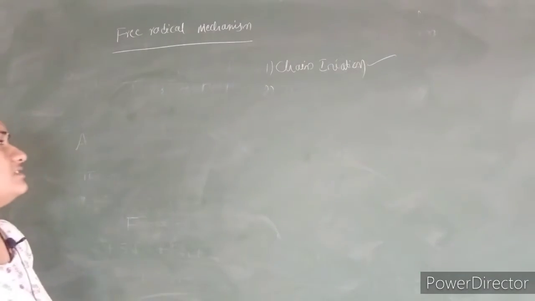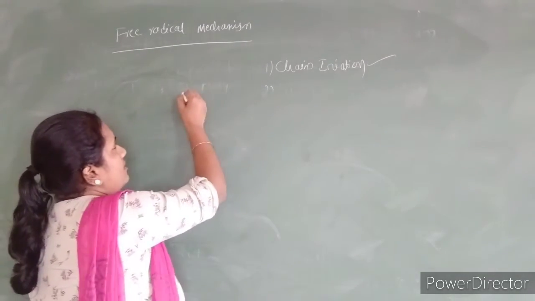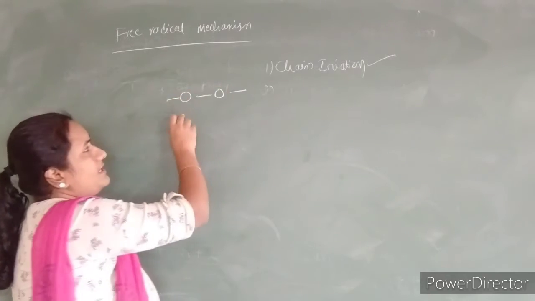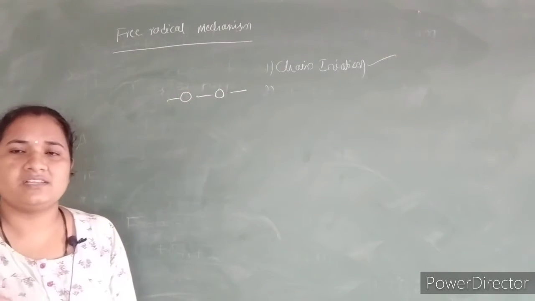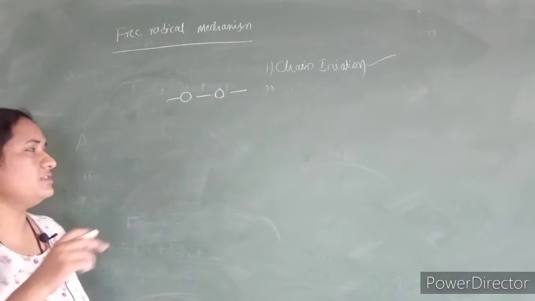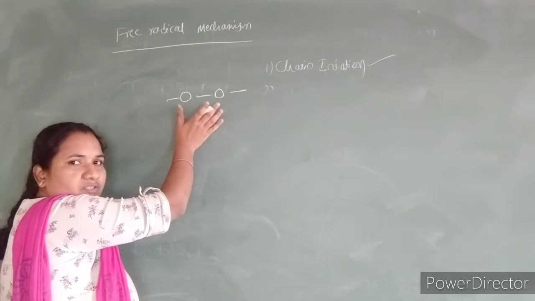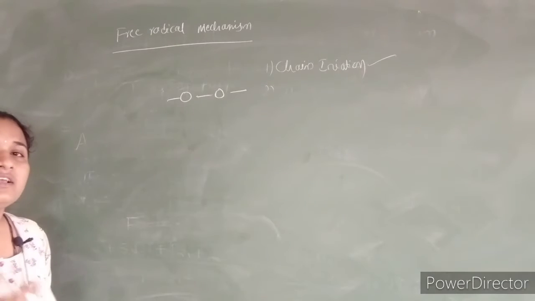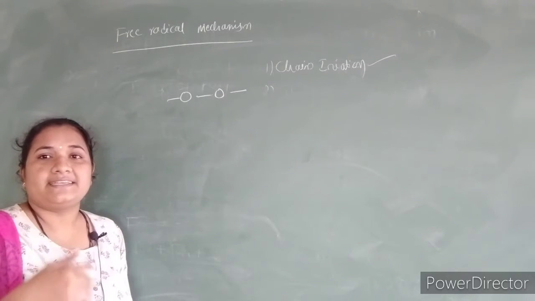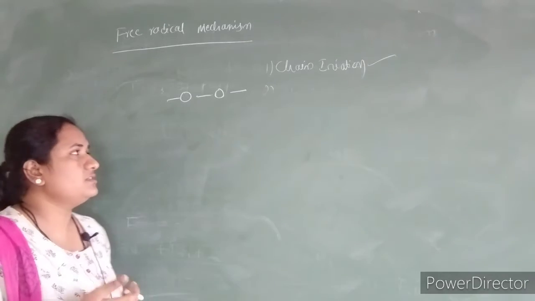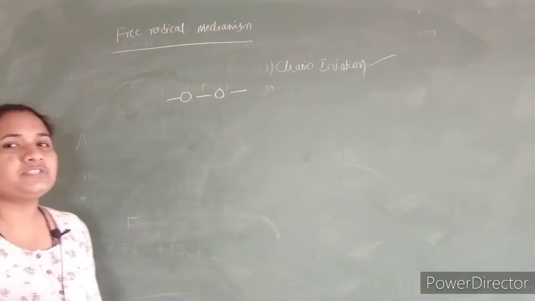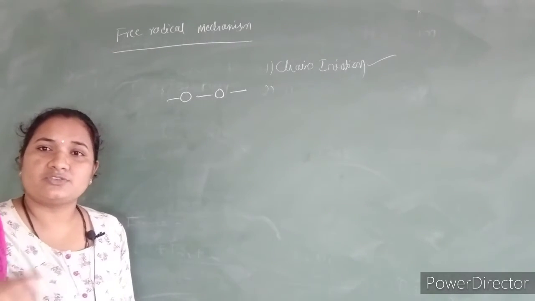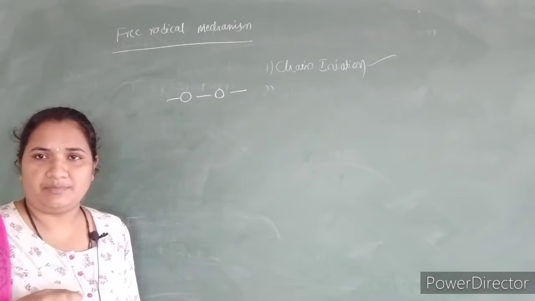The peroxides are nothing but molecules that must contain an oxygen-to-oxygen linkage. This kind of molecule is said to be a peroxide. So if this group is present in any molecule, then it is said to be a peroxide. For example, benzoyl peroxide or also acetyl peroxide, etc. In this way, we are going to use a peroxide catalyst to initiate the chain of polymerization.